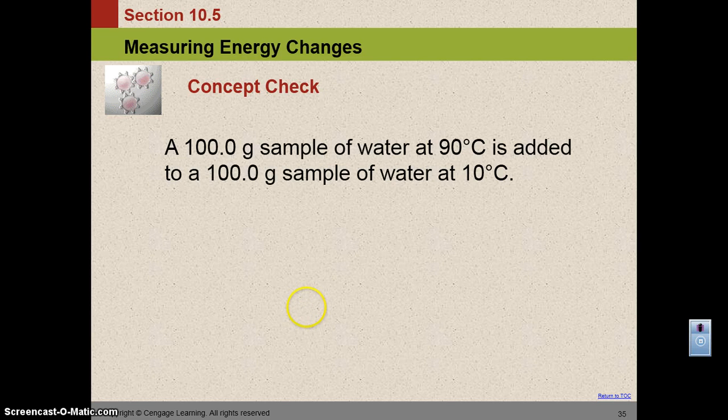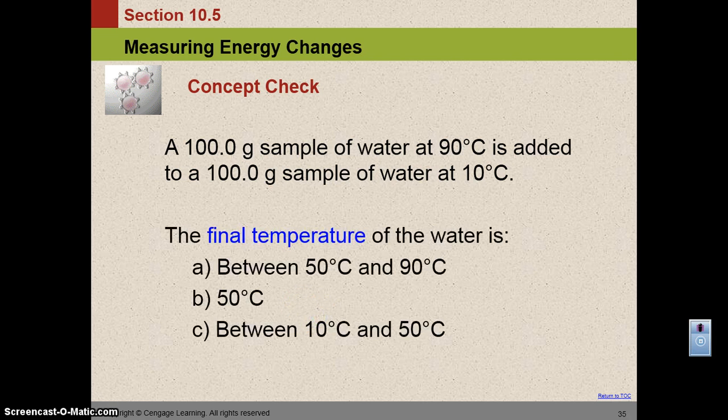A 100-gram sample of water at 90 degrees Celsius is added to a 100-gram sample of water at 10 degrees Celsius. So the final temperature of the water is what? And if you look at this, we have equal amounts up here. So we have a 100-gram sample here of water at 90, a 100-gram sample of water at 10, so equal amounts.